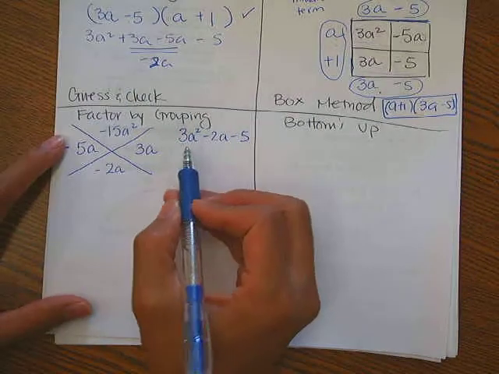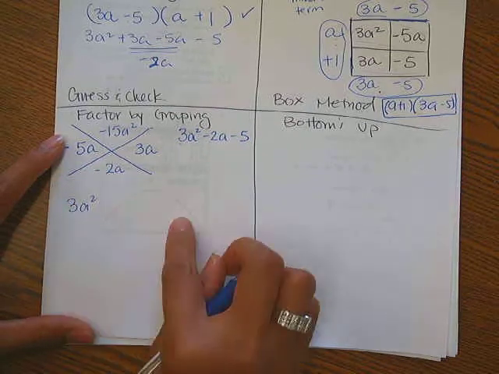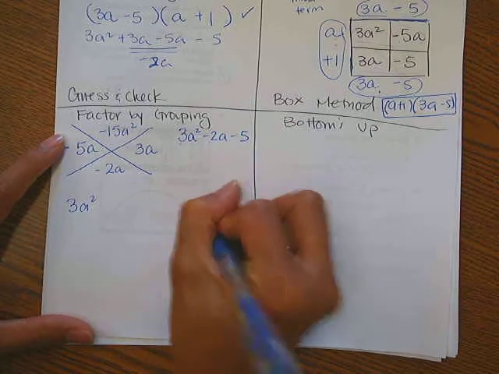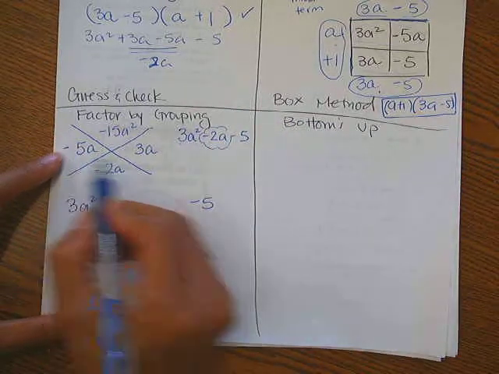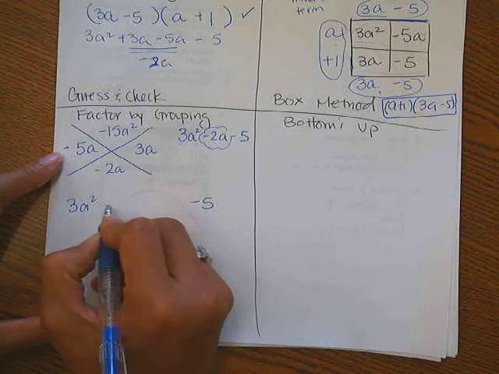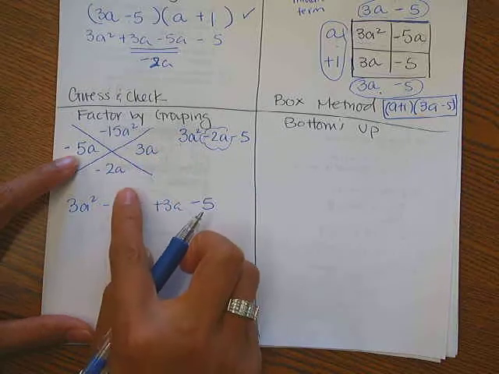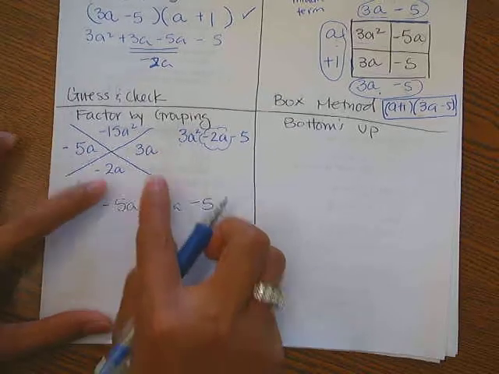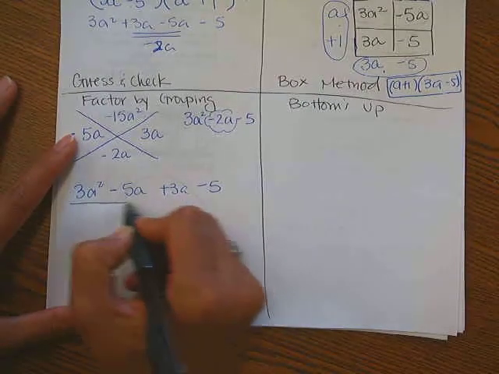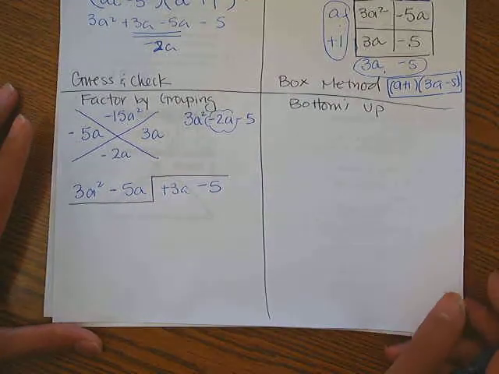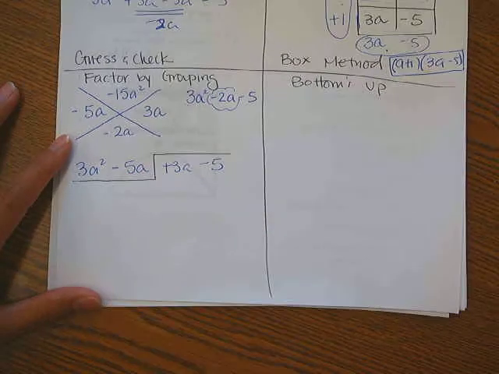Now, just like the box, we're going to copy 3a squared over. Give it some space. Copy the negative 5 over. Give it some space. I'm converting the negative 2 into these two things. So negative 5a, positive 3a. This goes here. So now factoring by grouping, which you can only do when you have 4 terms. I'm going to group the first two, and I'm going to group the last two. And sometimes you do have to switch these around. Now let's check this out.